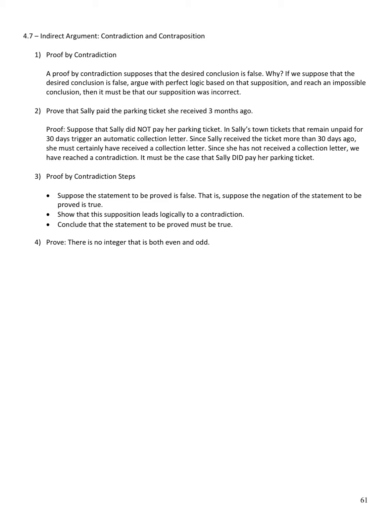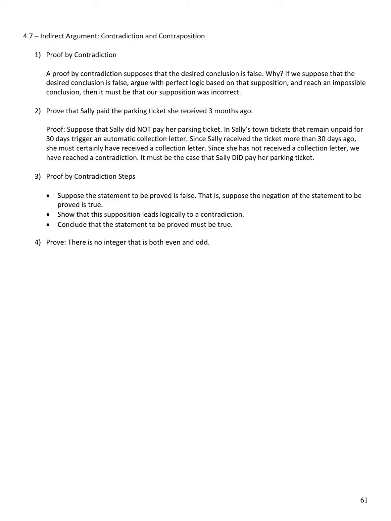So the steps in proof by contradiction are: suppose that the statement to be proved is false. That is, suppose the negation of the statement is true. Show that this supposition leads logically to a contradiction, and then conclude that the statement to be proved must have been true.